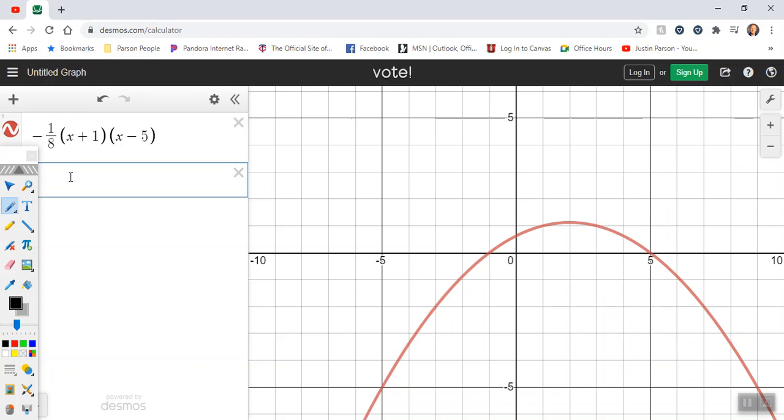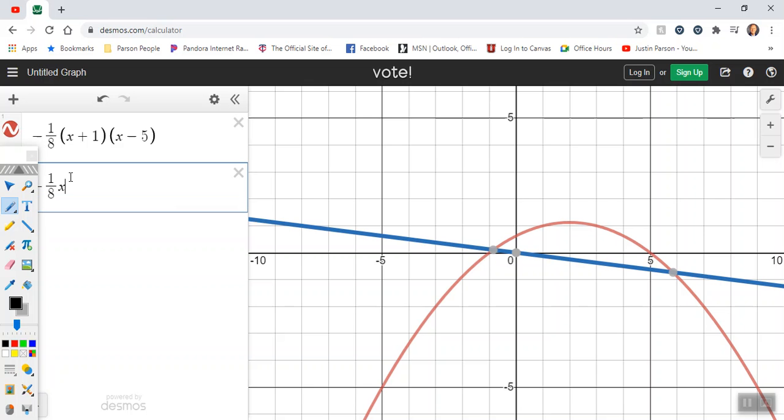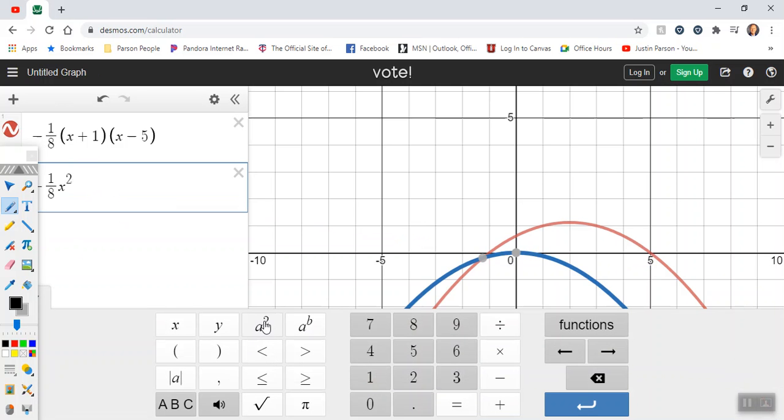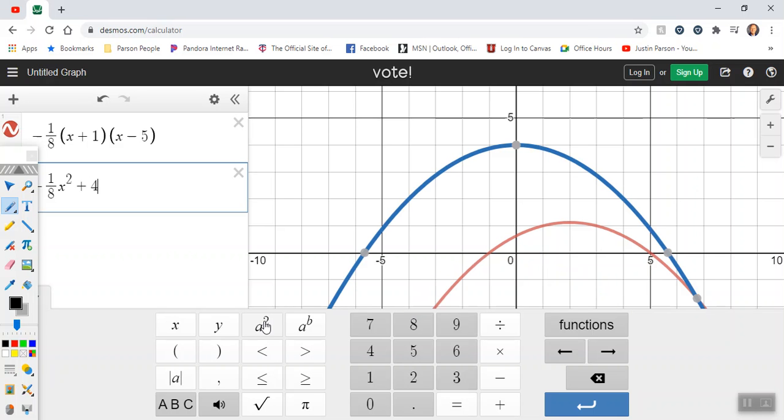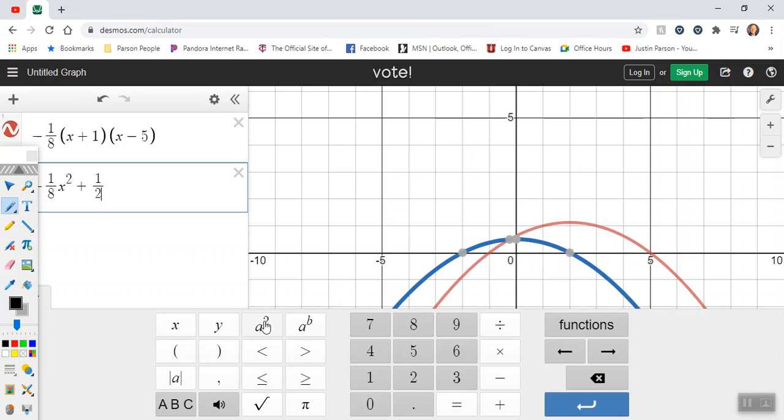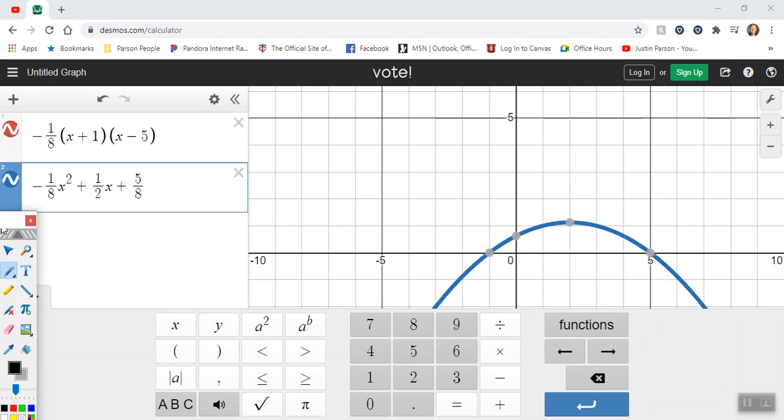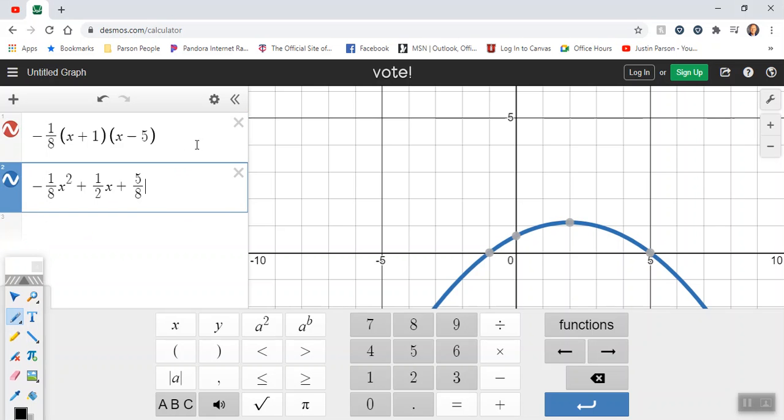Okay. What did we come up with for a standard form equation then? Wasn't it negative 1/8 x squared? Is that right? And then what do we have next? Plus 4x? Half x, okay. Plus 5/8? Oh my gosh, you guys. What's true about these two graphs? They're the same exact thing. So how do I know my standard form is right? Well, it matched right on top of that. Okay, matched right on top of that.